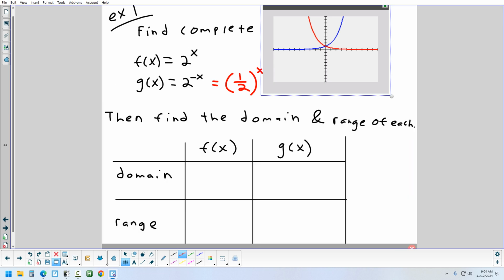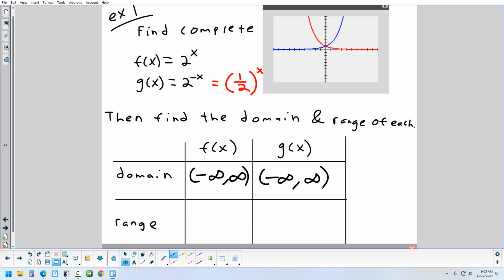And now, let's see if we can figure out the domain and range of f of x and g of x. Well, they're both exponential. And what did we say about the domain for any exponential function? Yeah. It's all real numbers. Okay, so really shouldn't even be any thought about domain. It's always all real numbers. So negative infinity to infinity, negative infinity to infinity.